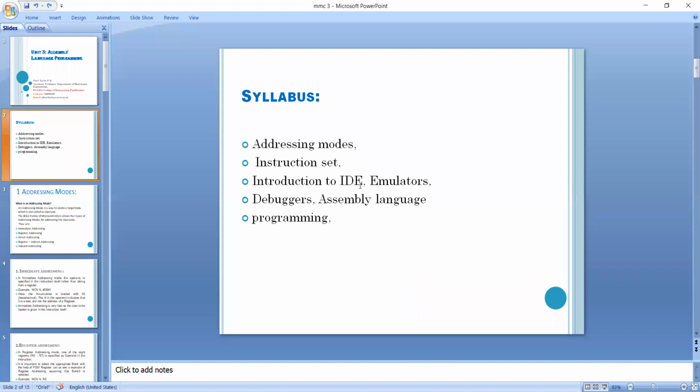Here, in the microcontroller, we have separate addressing modes, and in the microcontroller we have a separate instruction set.